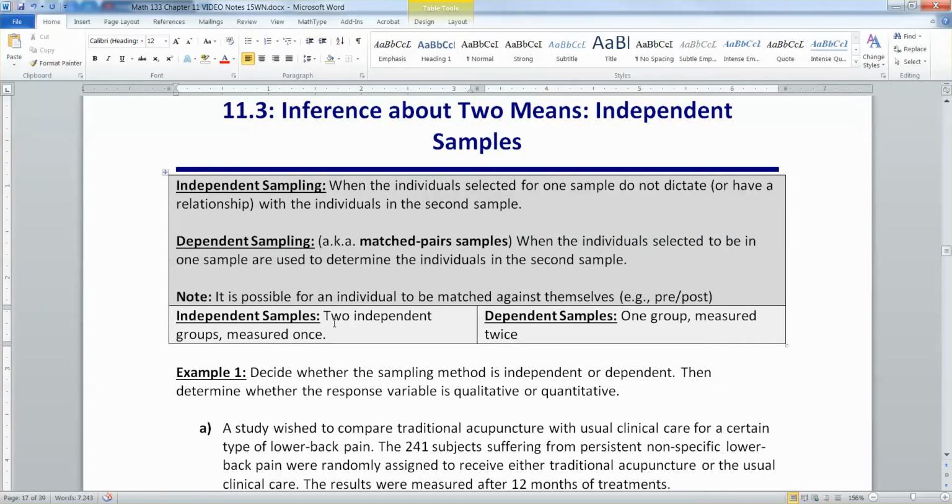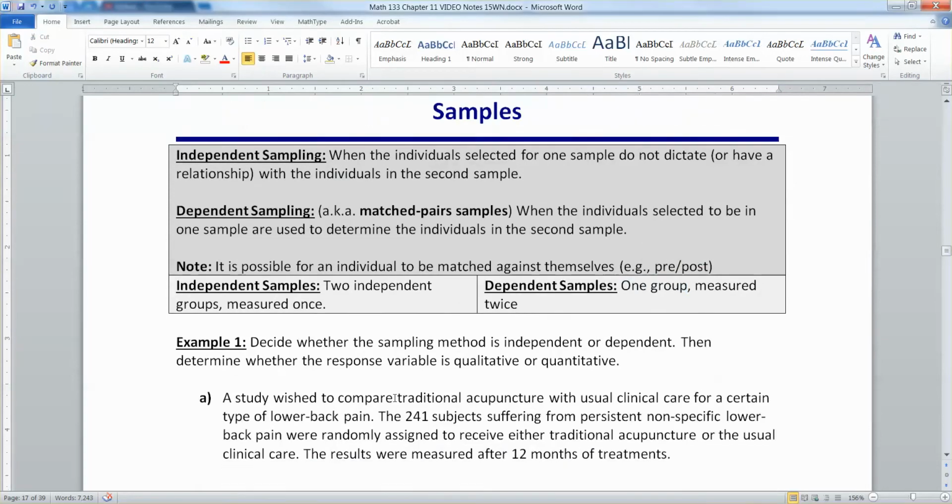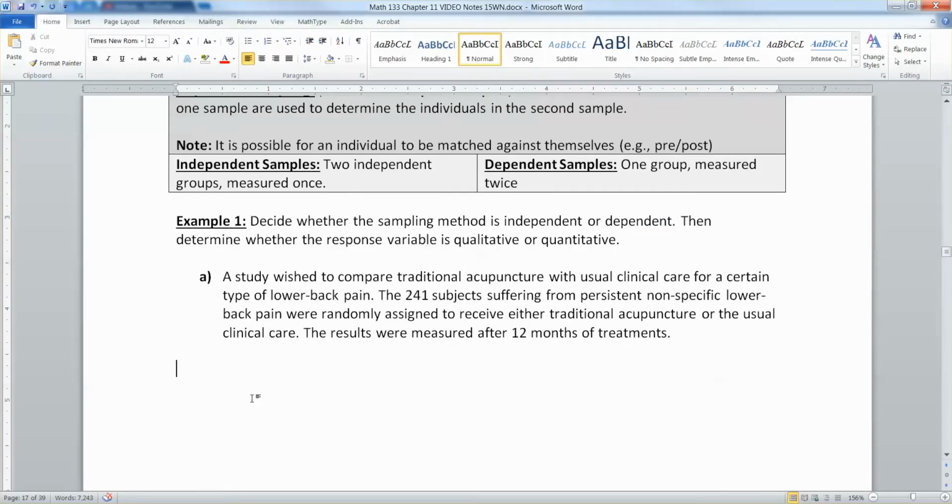So again, remember that independent samples usually are two independent groups that are measured one time, whereas dependent samples are one group but measured twice. That's why it has to have the same number of people, right? Because it's one group. So we're going to determine whether the sampling method is independent or dependent, and then determine whether the response variable is quantitative or qualitative.